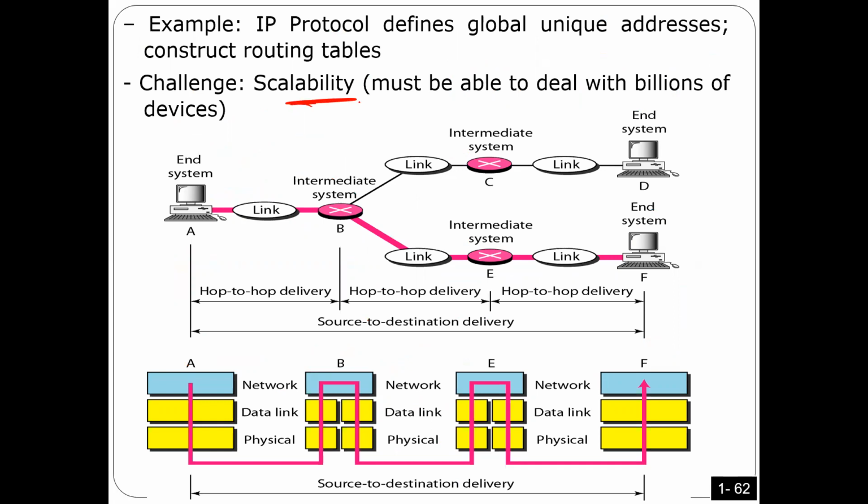Yes, that's what I told you, and we will understand it better in this course. Scalability for sure is a challenge. We have too many computers. That's why the way we made IP addresses is such that it has hierarchy, as I explained before.